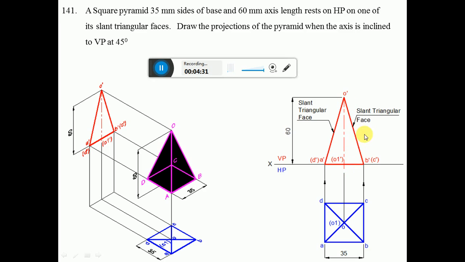So here, in the front view, O dash, B dash, C dash is a slant triangular face. You can see here, OBC is the slant triangular face. Similarly, O dash, A dash, D dash is a triangular face. How do I know that? For the front view of O dash, A dash, D dash, what is the top view of this OAD? OAD has to be a triangular face. Since OAD is going to get a line here, that means it is perpendicular to VP. Similarly, you are getting a vertical line here. That is basically because it is a slant triangular face. Here you can see OBC is a slant triangular face.